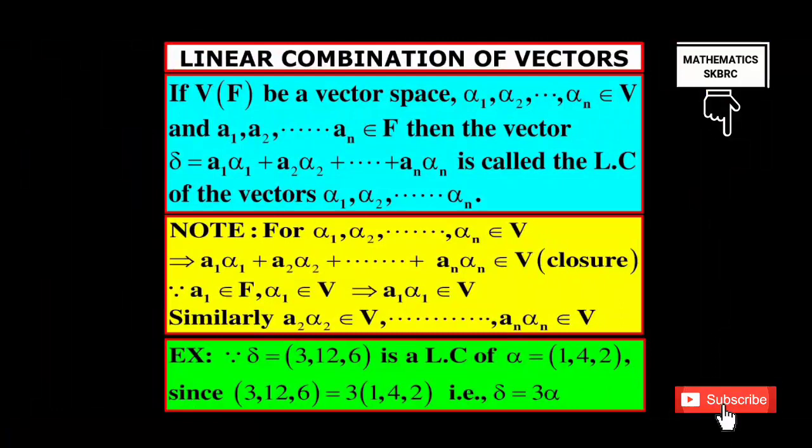Example: consider a three-dimensional vector delta equal to (3, 12, 6). It is a linear combination of the vector alpha equal to (1, 4, 2), since delta equal to (3, 12, 6) equal to 3 into (1, 4, 2), that is equal to 3 into alpha, equal to a alpha, where a is equal to 3. Therefore, delta is a linear combination of the vector alpha.